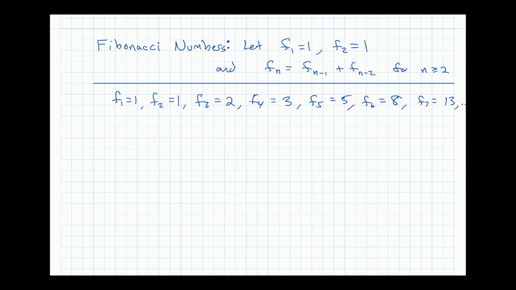So this is going to be 5.3.12. And like I said, this is not the proof I normally do, but we'll try this one. So we want to prove that f1 squared plus f2 squared plus dot dot dot up to fn squared is equal to fn times fn plus 1.